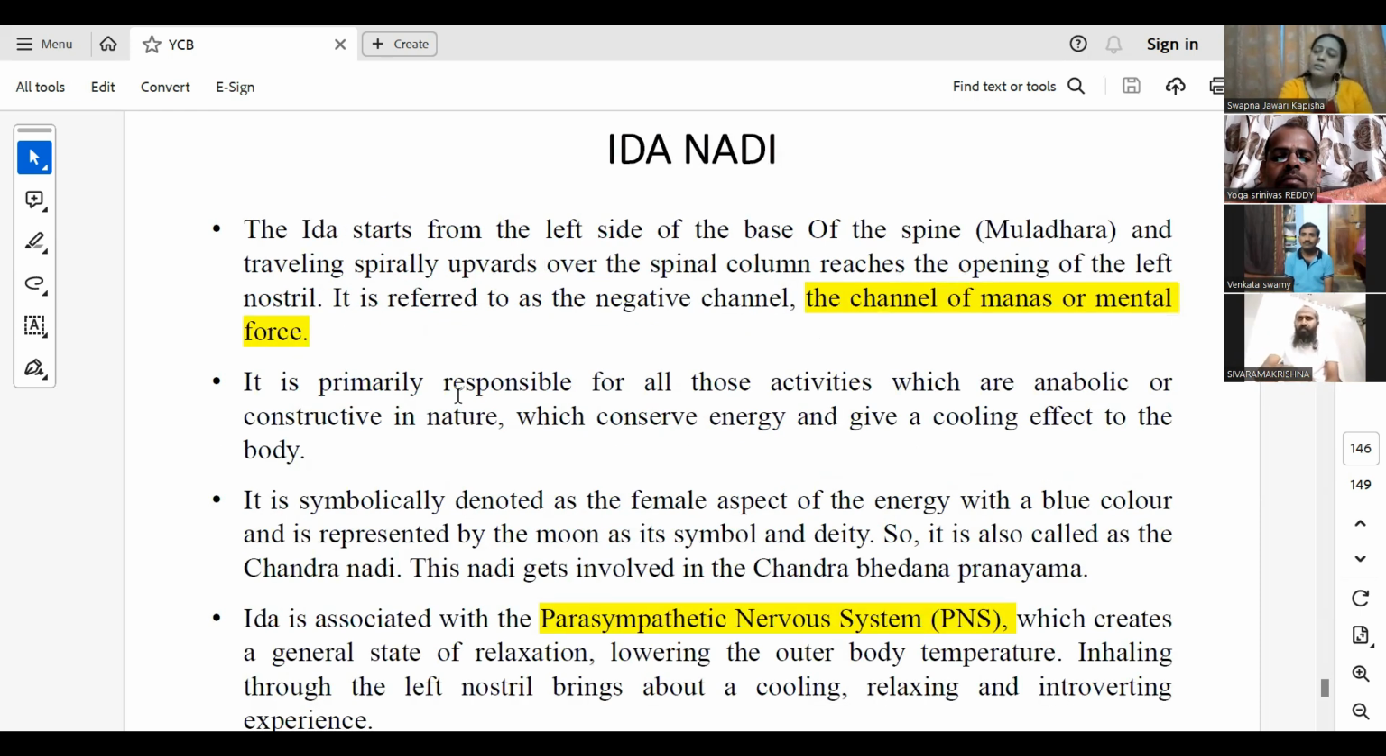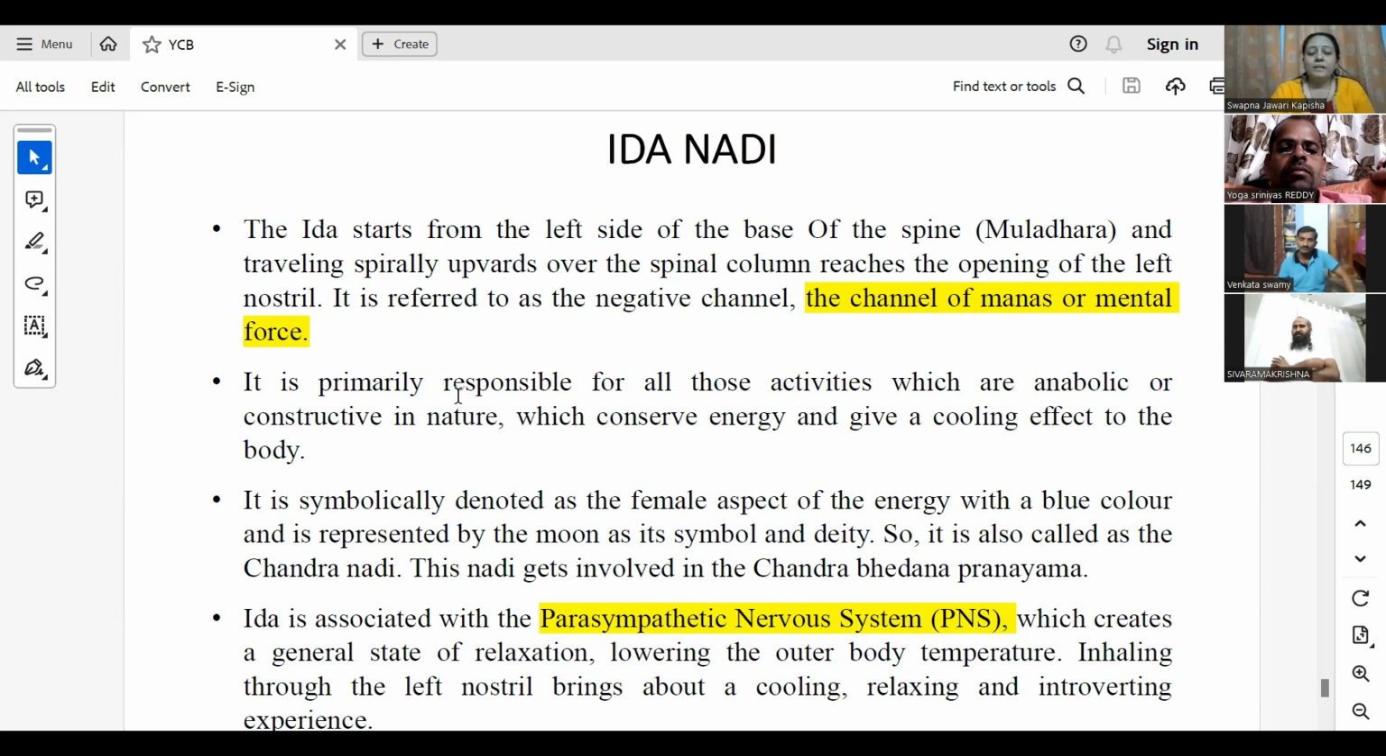So now let's come to the Ida Nadi. You might all have been practicing Surya Bhedana Pranayama, Chandra Bhedana Pranayama, Anuloma Viloma. Surya Bhedana Pranayama means inhaling and exhaling using the right nostril. If you do it with the left, that is known as Chandra Bhedana, Chandra Anuloma Viloma.